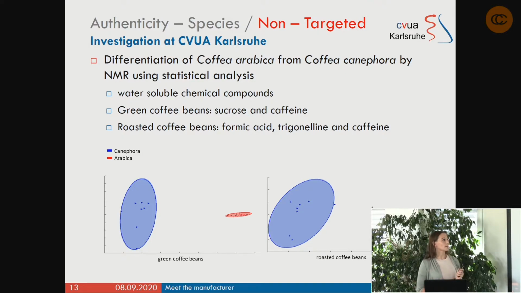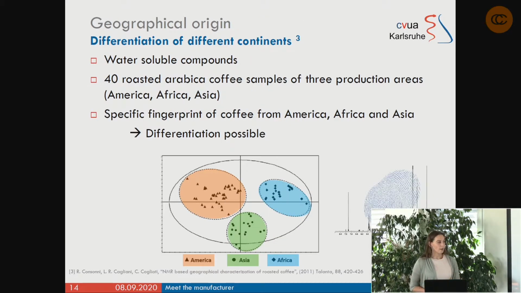With statistical analysis, it could be figured out that the green coffee beans could be separated because of different amounts of sucrose and caffeine, whereas the roasted coffee beans could be separated because of different amounts of formic acid, trigonelline, and caffeine.